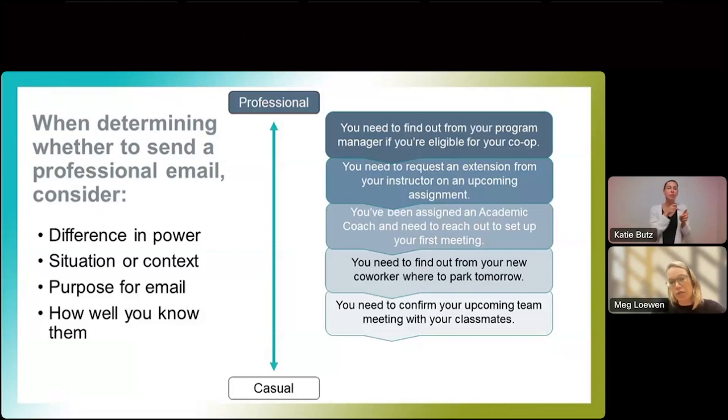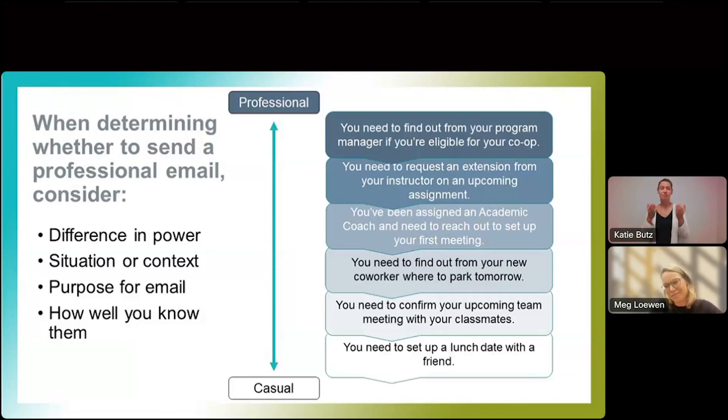Next, we have you need to confirm your upcoming team meeting with your classmates. It depends how well you know them. If you know them really well, this could be a very casual email because you're peers. There's no power difference. You just need some quick information. They might even be your friends, right? And then lastly, you need to set up a lunch date with a friend. This is not a professional context or situation. This is a social situation, a friend you probably know very well. You're just setting up a fun social engagement. So this can be a very casual email.